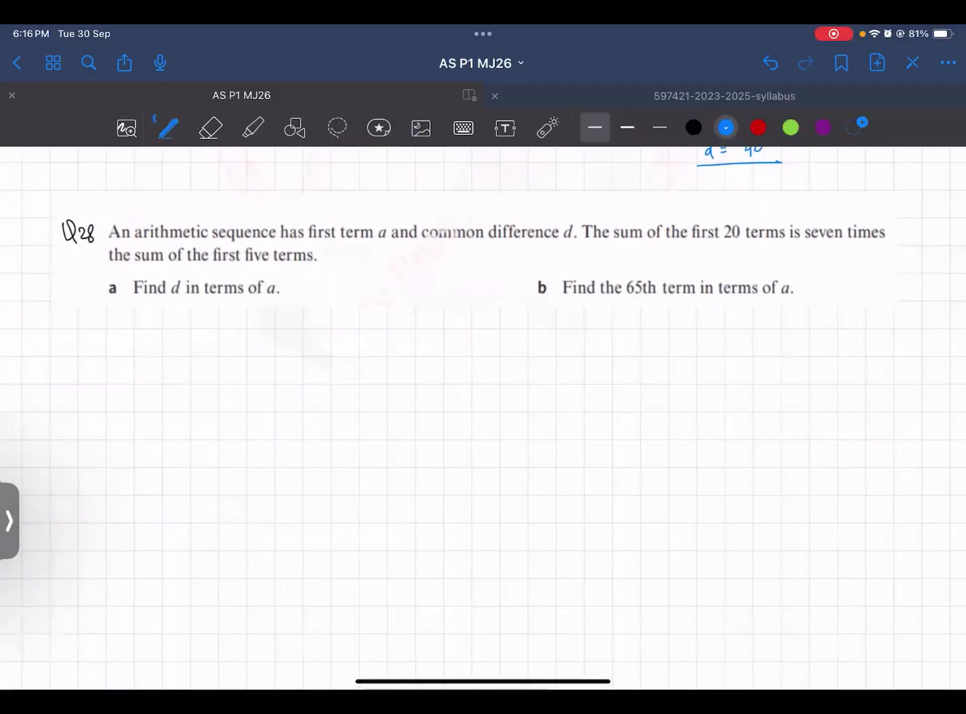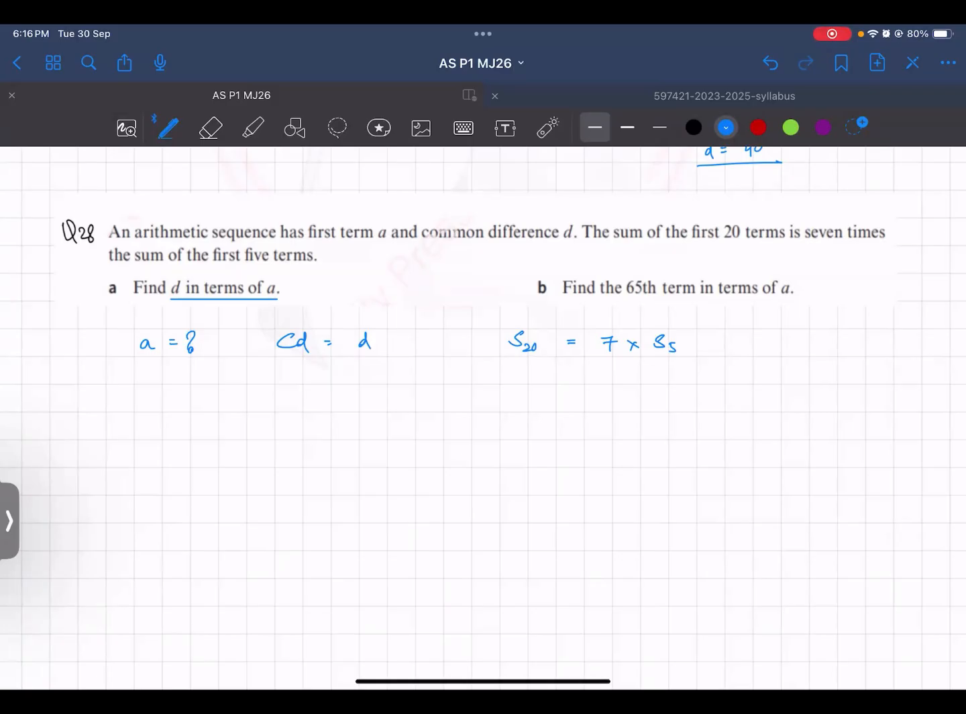So an arithmetic sequence has the first term A. We don't know A. The common difference D, we don't know the common difference either. The sum of the first 20 is equal to 7 times the sum of the first 5. They're asking you to find D in terms of A. So we will form an equation and then make D the subject.